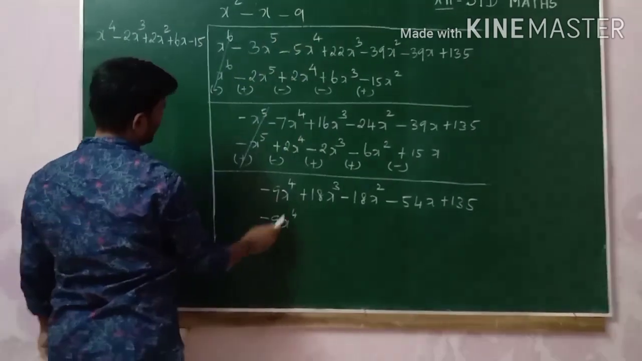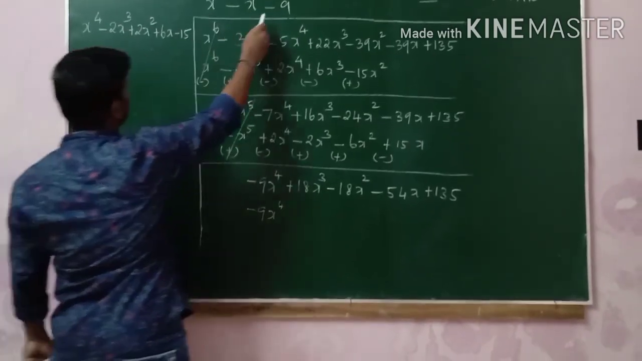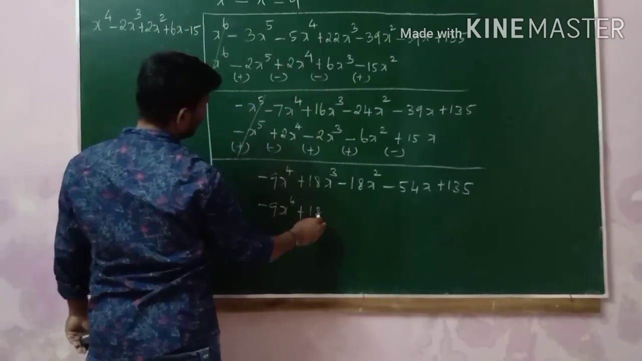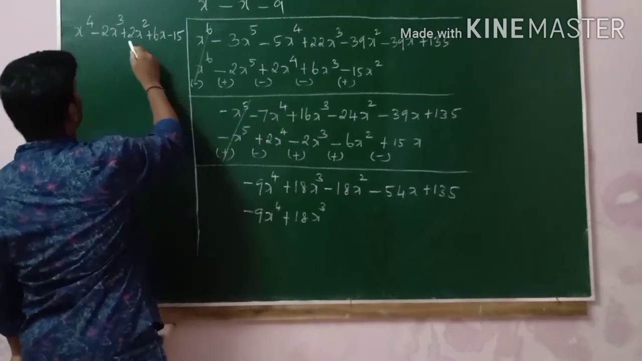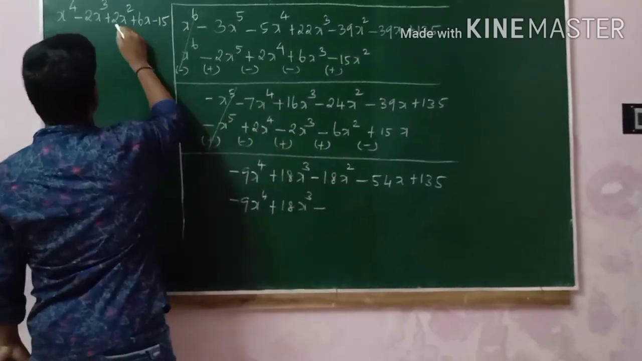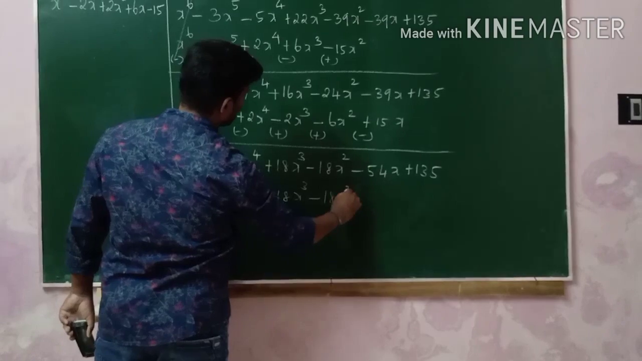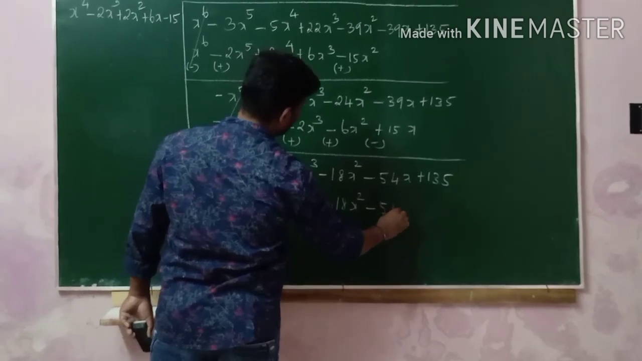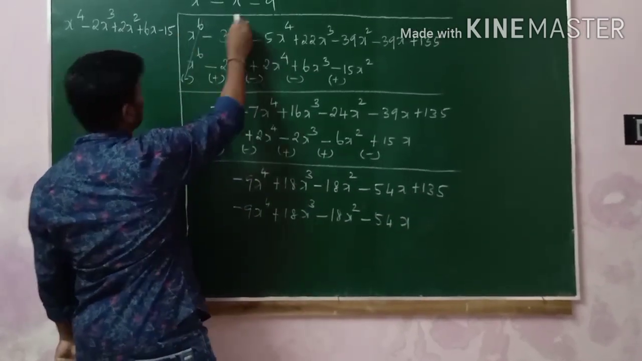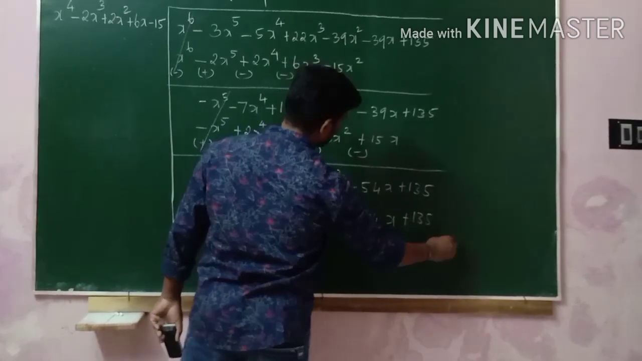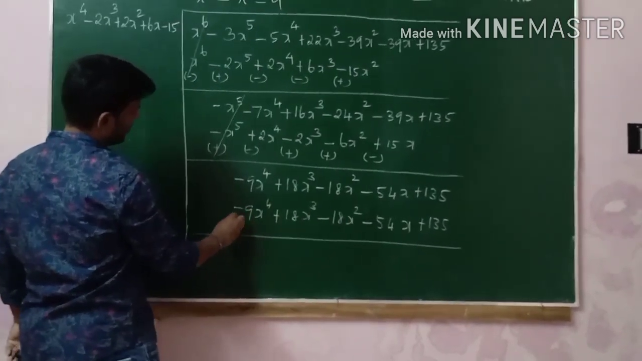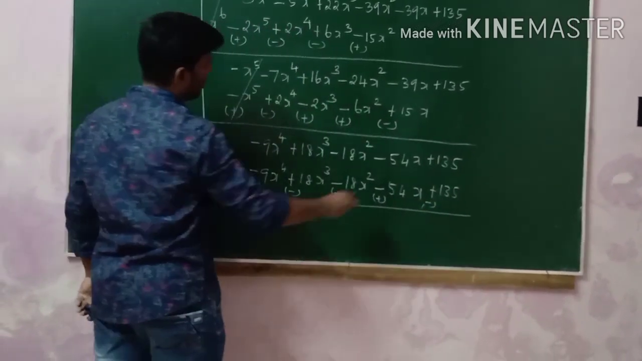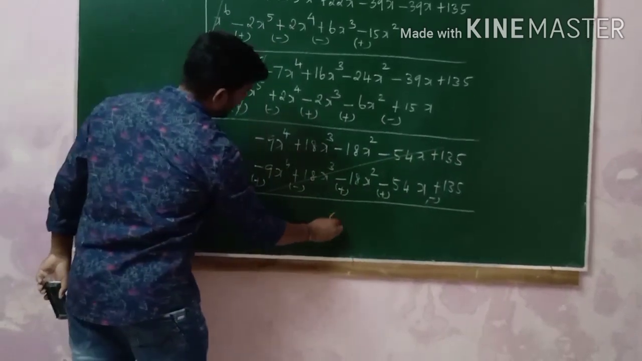X power 4 into minus 9, minus 9x power 4. Minus into minus plus, 2 nines are 18, 18 into x cube, 18x cube. Then plus into minus, minus 2 nines are 18, 18 into x square, 18x square. Then plus into minus, minus 6 nines are 54, 54 into x, 54x. Then minus into minus plus, 15 nines are 135. Change the sign: plus, minus, plus, plus, minus. So all the terms will be cancelled. So the remainder is 0.